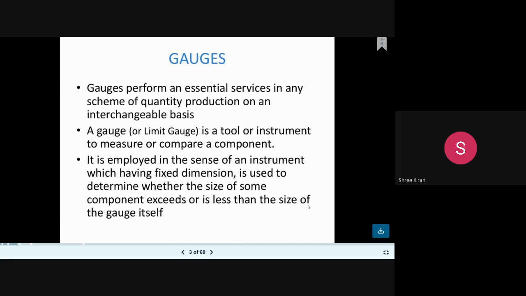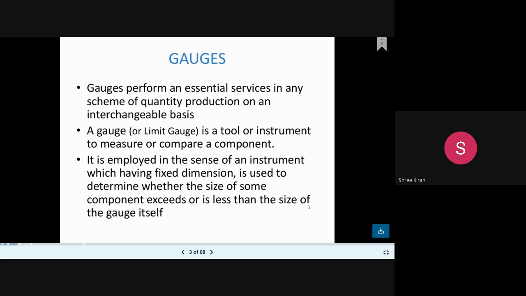It is employed in the sense of an instrument which has fixed dimensions and is always used to determine whether the size of some component exceeds or is less than the size of the gauge itself. So we have a tool or instrument used to measure or compare a component.